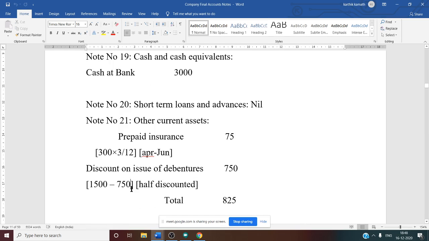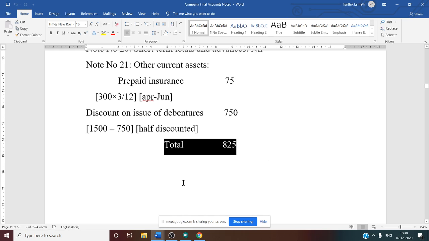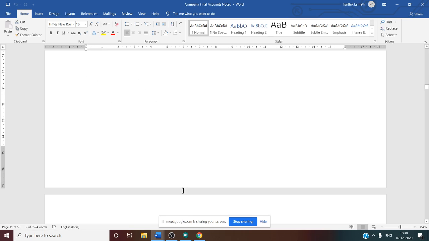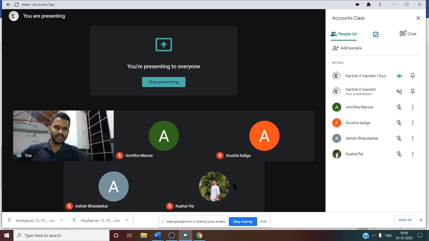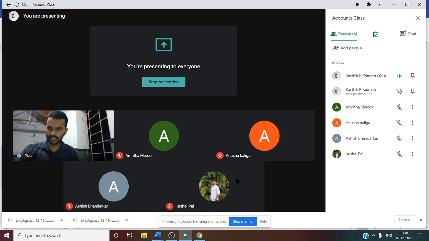So 1,500 minus 750, you will get 750 as the final answer. So the final total of other current assets is 75 plus 750, that is 825. So now we have prepared all the 30 working notes. Any doubt till here? All the 30 working notes we have discussed now.